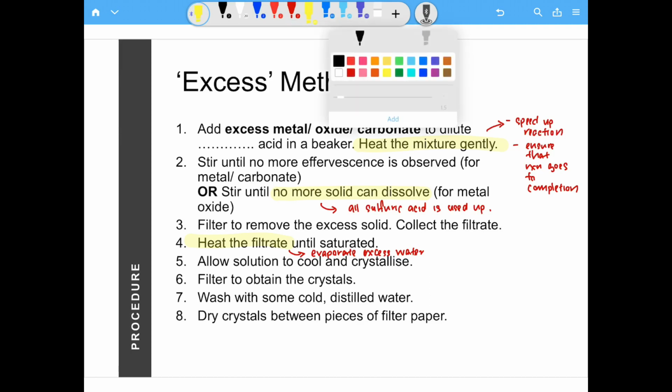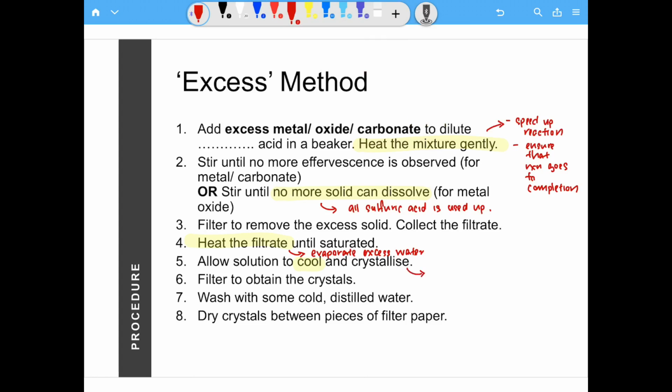Next we need to allow the solution to cool. What is the purpose of allowing the solution to cool? It is for crystallization to take place. Because as the solution cools, the solubility decreases, so the extra solid that cannot be dissolved would appear in the form of crystals. So cooling is to allow crystals to form. The rest of the steps are similar to the precipitation method, and I shall not elaborate any further.